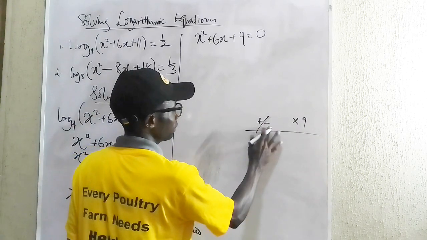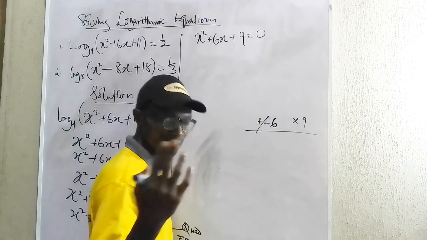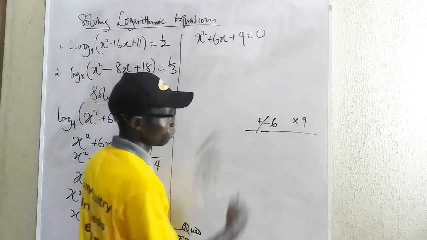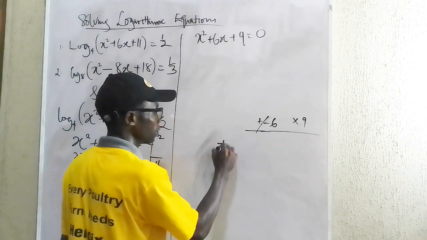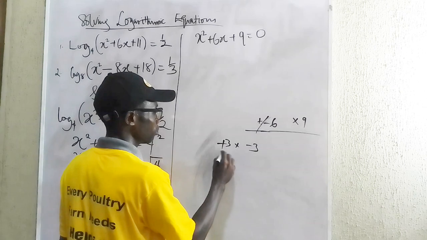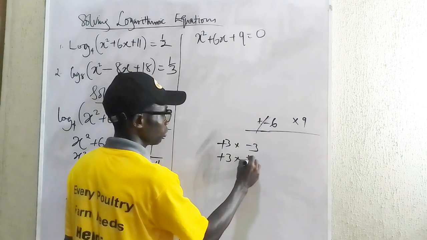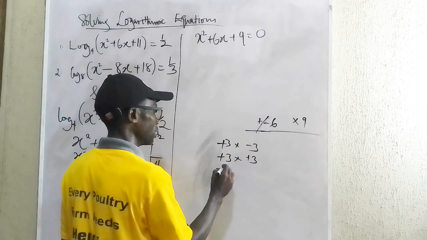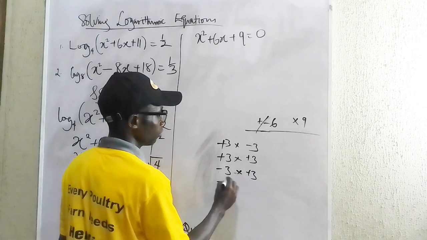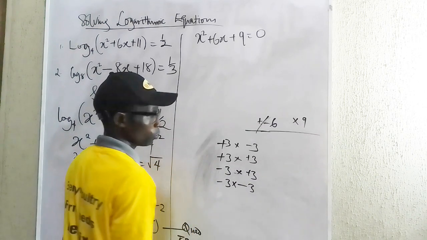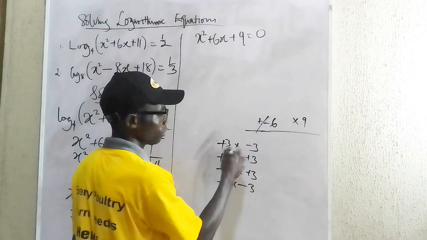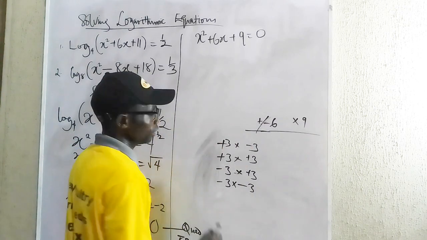I think 3. 3 times 3 will be 9, and 3 plus 3 will give me 6. So what variant is it going to be? 3 times minus 3, plus 3 times plus 3, or minus 3 times plus 3, or minus 3 times minus 3. Which will give us this? Without much ado, no, plus times minus. So from here you determine.